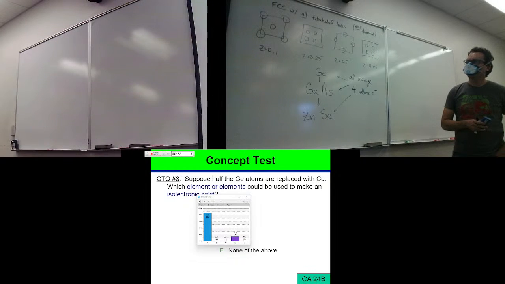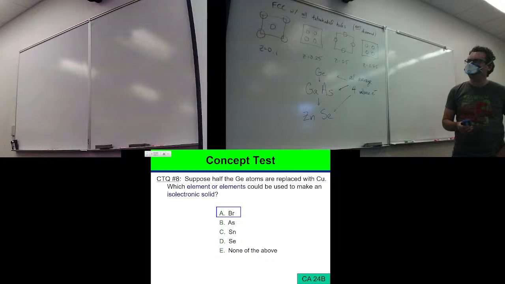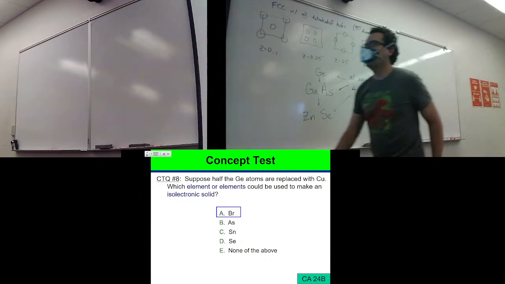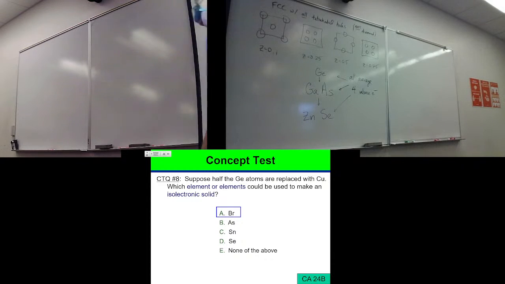So, most people vote A. And yes, in this case, it would be A. Copper from germanium. Copper is 3 spots to the left. So, 1, 2, 3. So I'm going 3 fewer valence electrons than normal. Well, my other element should have 3 more electrons than normal, so I should go 1, 2, 3, all the way to bromine. Copper bromide.